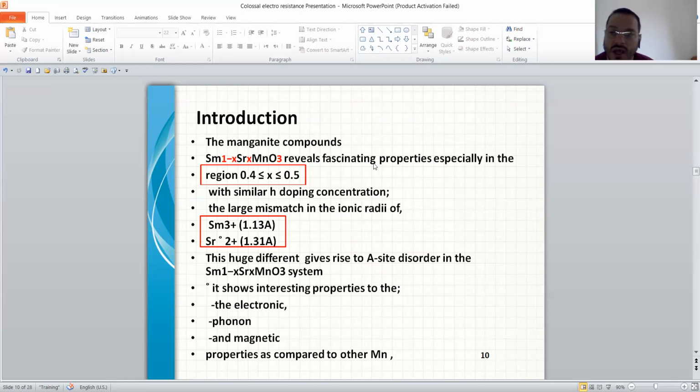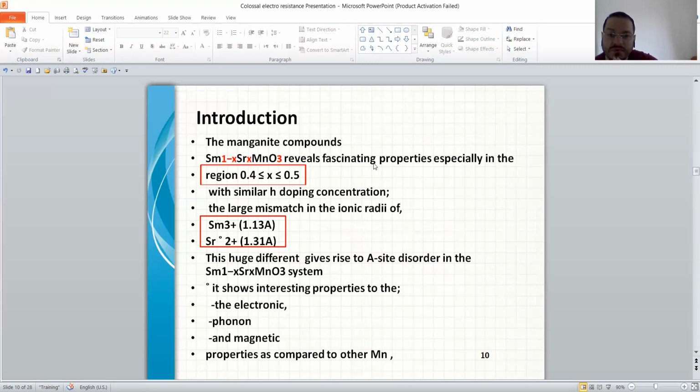With similar Hall's doping concentration, we will note a large mismatch in the ionic radii of the Sm3+ and Sr2+, from 1.13 angstrom to 1.31 angstrom. This is a huge difference, giving an increase in the A cations disorder in the structure.